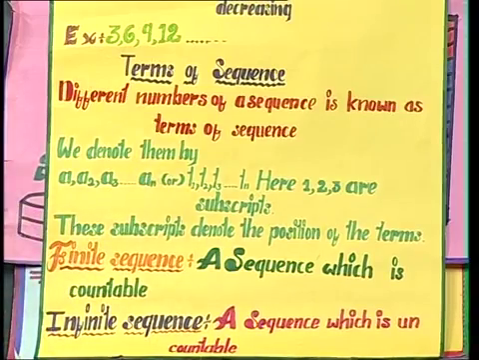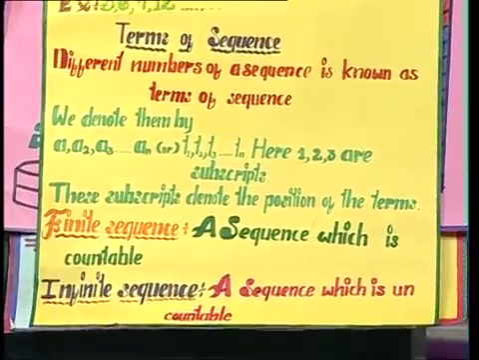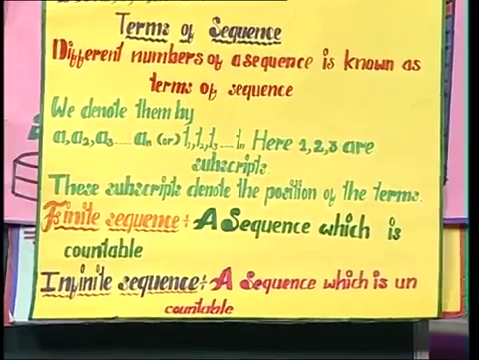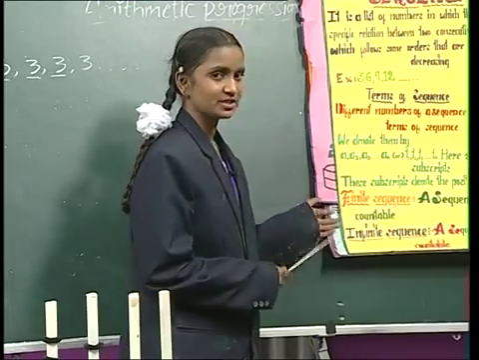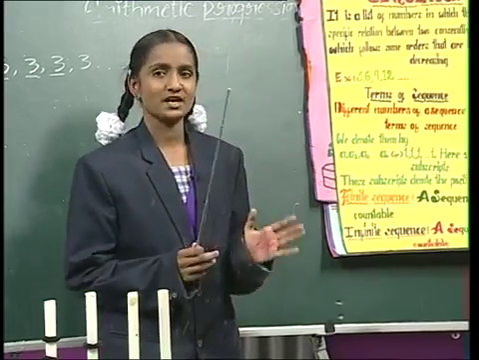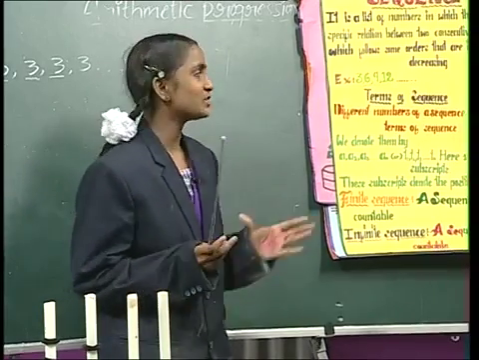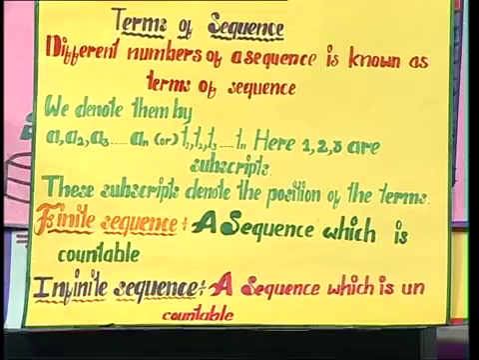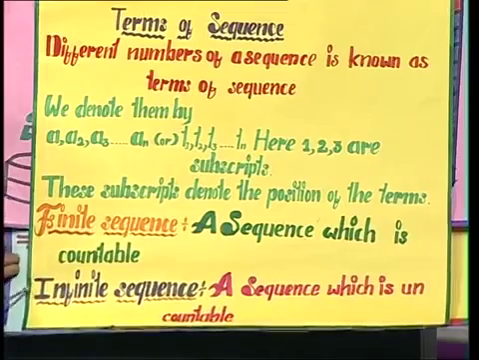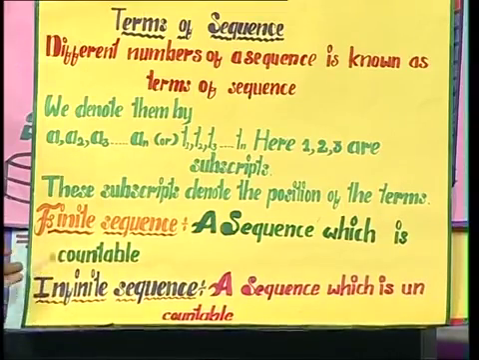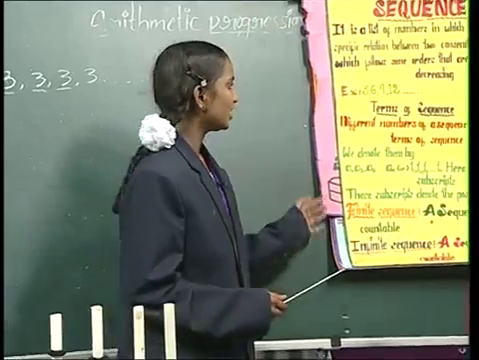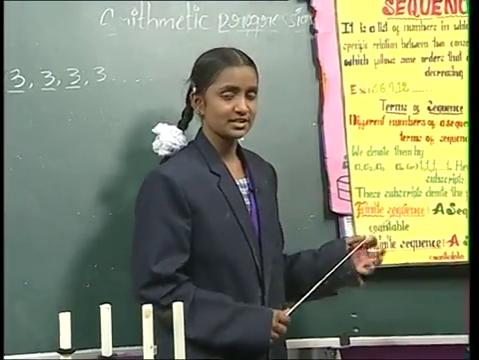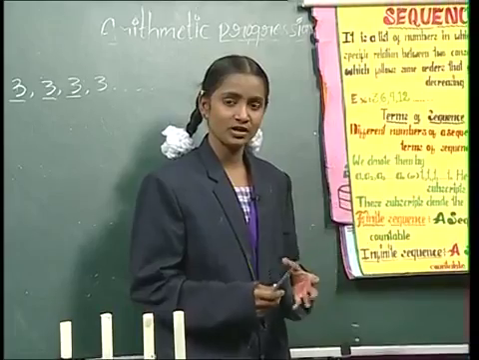Today we also discussed the finite sequence. A sequence which is countable is known as a finite sequence. Here we saw the example of the strength of a classroom. An infinite sequence is a sequence which is uncountable. Here we can take the example 10, 20, 30, 40 and so on.